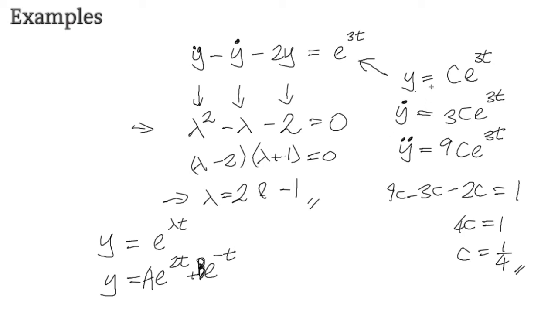Okay, so we have this particular integral. Now we can add on the particular integral, which is 1/4 of e to the 3t. Make sure you have plus C afterwards. And yes, that's all for the second order differential equations. Now we can apply boundary conditions to solve for A and B and C.